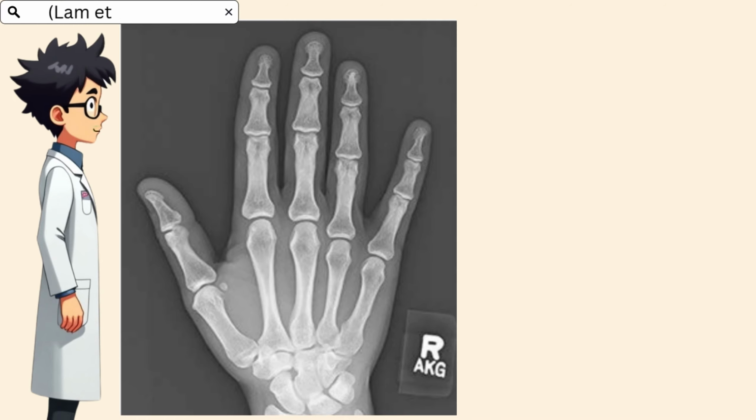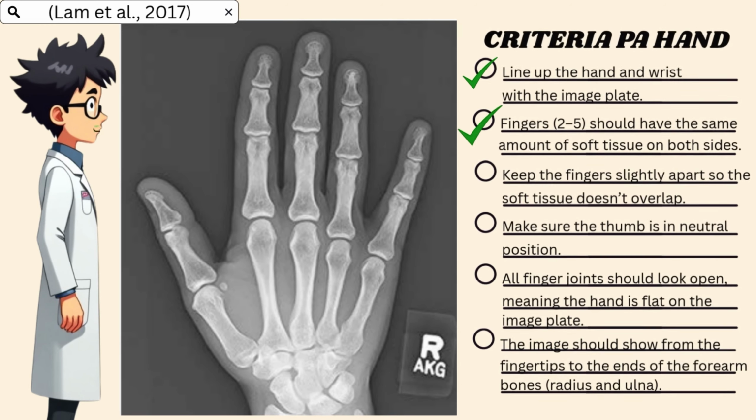Here's another example. Looks good at first glance, right? However, in this image, the sixth positioning criterion is not met. The radiograph does not capture the entire hand. Parts of the distal radius and ulna are missing from the image. When key anatomical areas are excluded, it reduces the diagnostic value and increases the risk of missing fractures or other abnormalities. To correct this, the hand should be properly repositioned and the collimation field adjusted to include the full anatomy, from the fingertips to the distal ends of the radius and ulna.